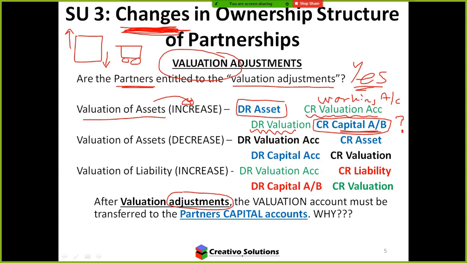So when is this going to happen? Only when the partnership changes. If I bring in someone new, I have to value the partnership. If somebody retires or leaves, I need to value the partnership. If one partner dies, I need to value the partnership. If anything happens, any change whatsoever, we need to value the partnership. So there's a question here. Why is it transferred to the capital account?